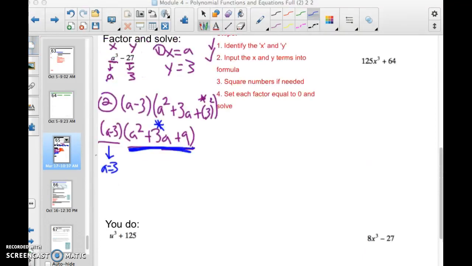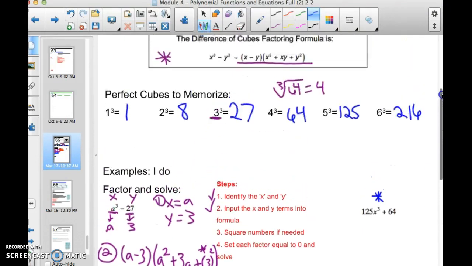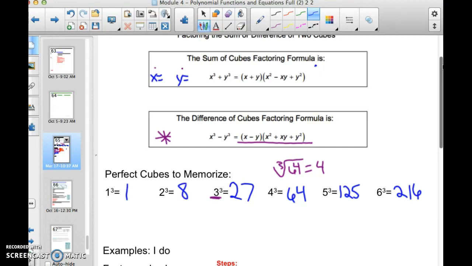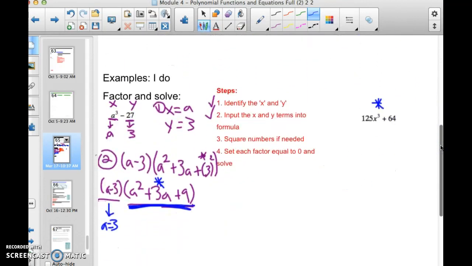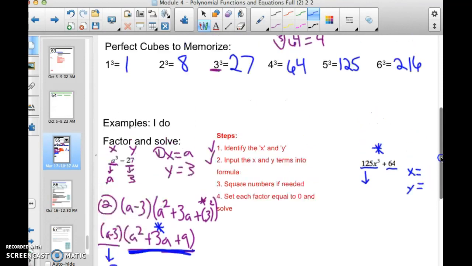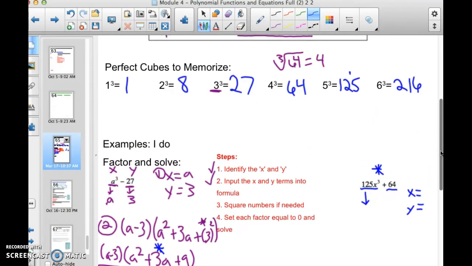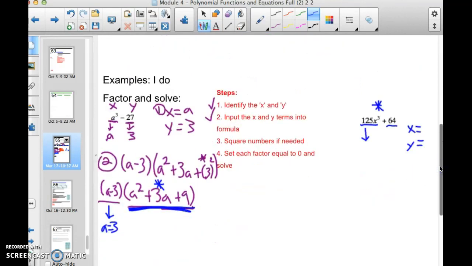So just to show you another example, I'm going to do this one over here as well. In this case, it's the sum of cubes, so I'm going to use the first formula up here. And the first step is always the same. I'm going to identify the x and the y. And the question I have to ask myself in each piece is, what is being cubed in order to get what exists in the function that's given to me. So 125x cubed. Please stay with me with this. 125, what number is being cubed in order to get 125? It is 5.